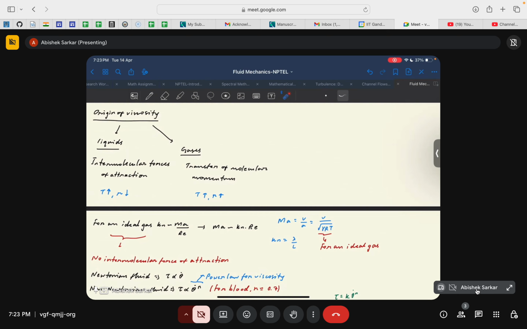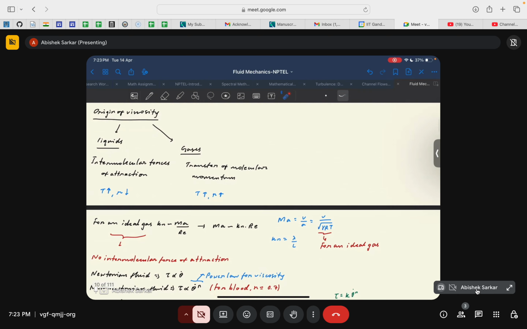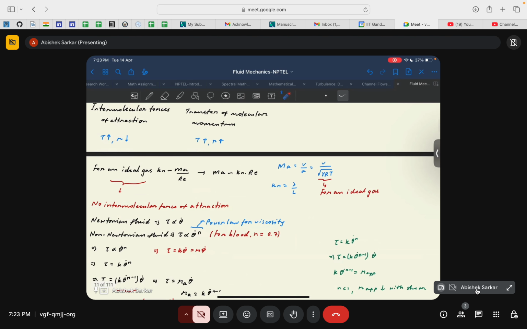Since gas molecules will have far more rapid motion at higher temperature, if temperature increases, viscosity will also increase in the case of gases. But in liquids, since viscosity is because of the intermolecular force of attraction, and this force reduces when the temperature increases, because the molecules move apart from each other, viscosity decreases as temperature increases. Again, an important point to remember.